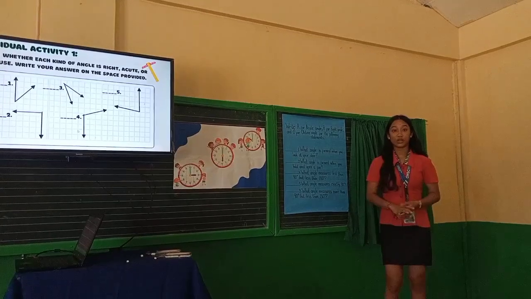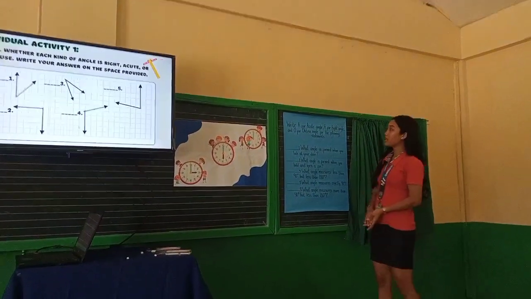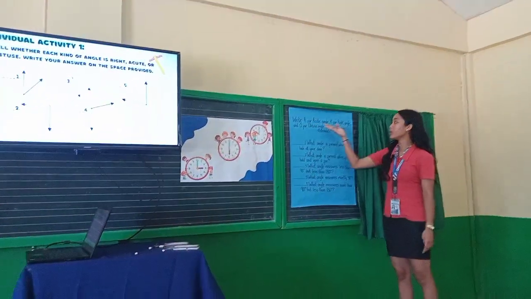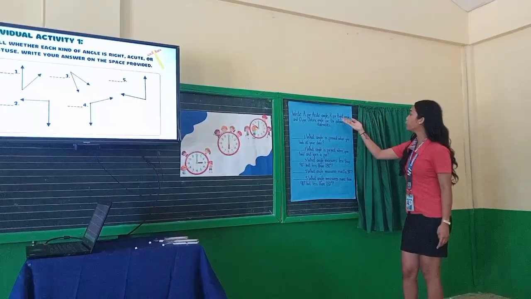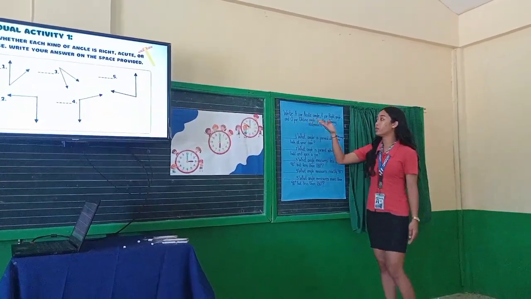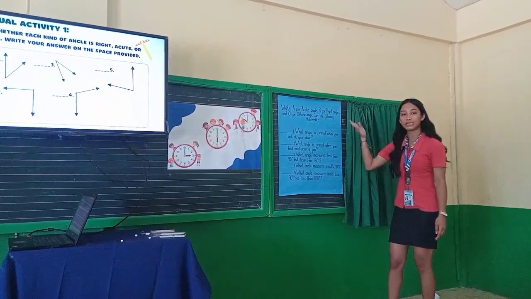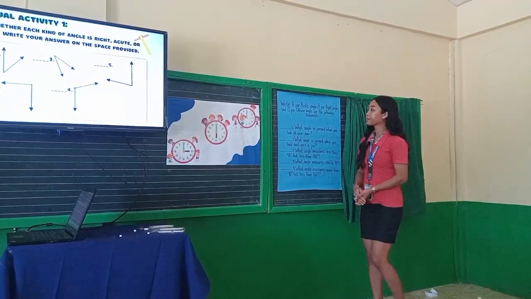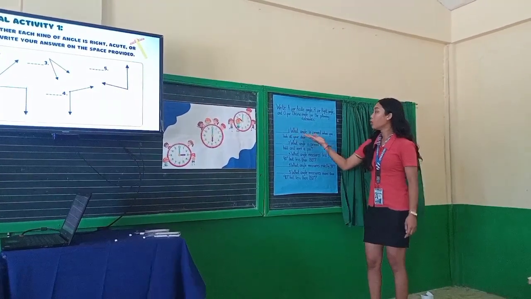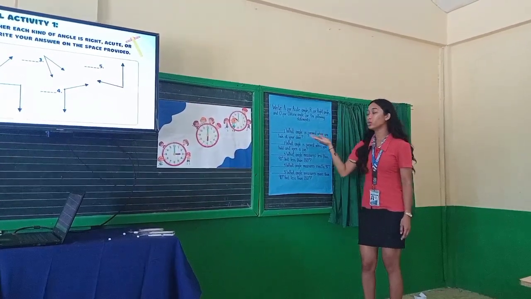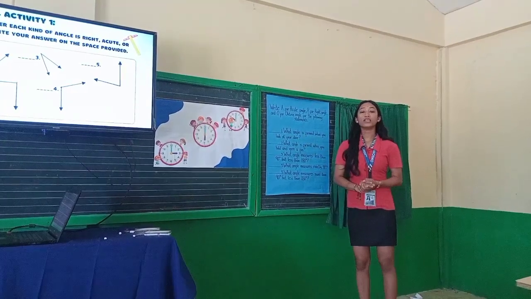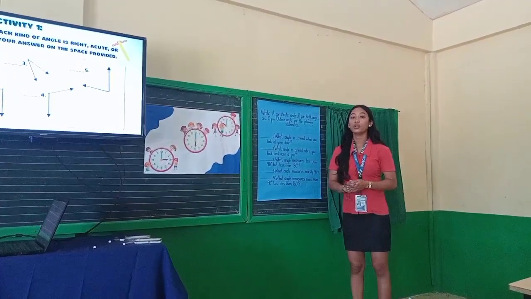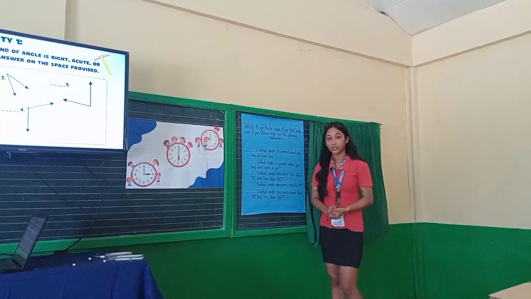Write your answers on your working notebook. Directions. Write A for acute angle, R for right angle, and O for obtuse angle for the following statements. Okay, question number 1. What angle is formed when you look at your door? What angle is being shown when you look up at your door?